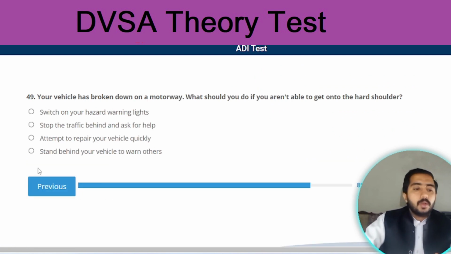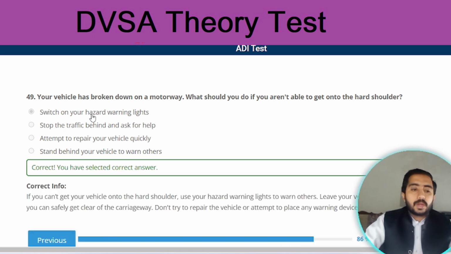Next question. Question number 49. Your vehicle has broken down on a motorway. What should you do if you aren't able to get onto the hard shoulder? The correct option is switch on your hazard warning lights. Option A is the correct one.